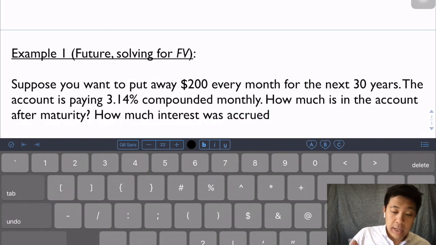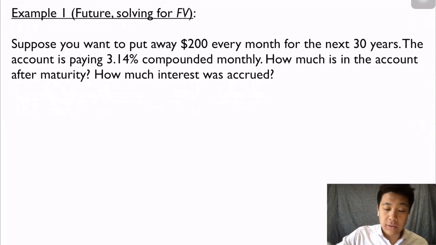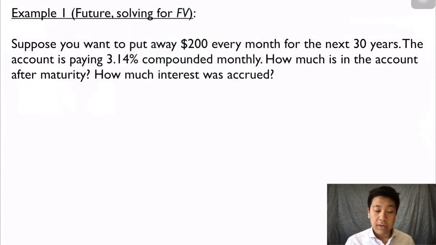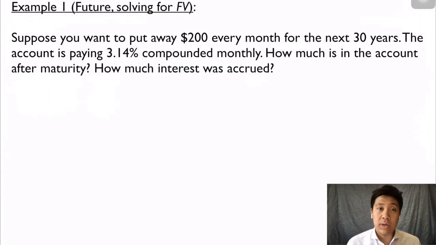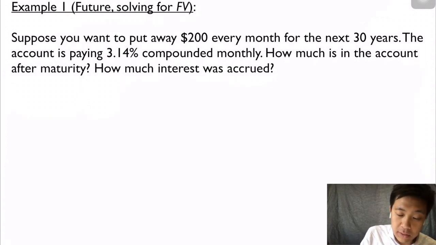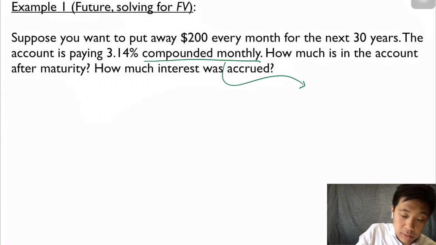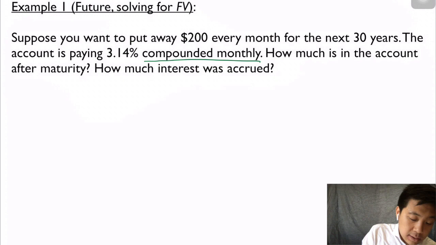Okay. If you're used to my nomenclature as how I attack these problems, the first thing I'll always ask is what are keywords, our hints, and whatnot. Here you can see that it's compounded monthly, which I'm going to underline, and I'm also going to draw a little arrow here. Actually, I'll draw it this way. Compounded monthly, so you know that the compounding period is immediately 12.